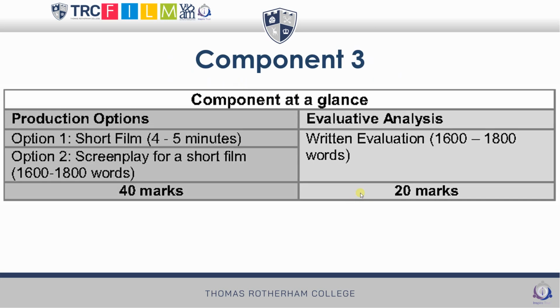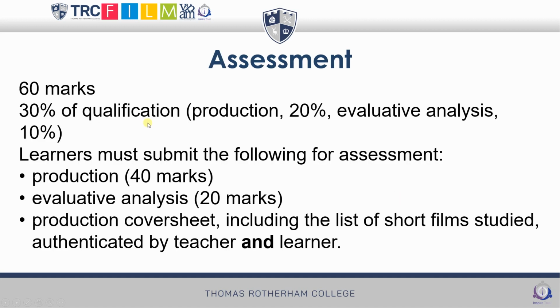For the short film option, you need to make a 4 to 5 minute long short film. That's marked out of 40 marks. And to go with that, you've got a written evaluation of 1600 to 1800 words, marked out of 20 marks. So, in total, this is going to be 30% of your A-level. The production is worth 20% of your A-level, and the analysis is worth 10.